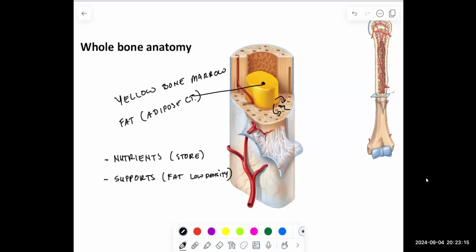What is it made of? Adipose connective tissue. 95% of it is adipose connective tissue. I don't want you to worry about the rest of it.